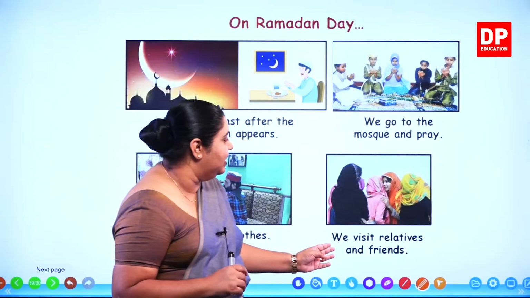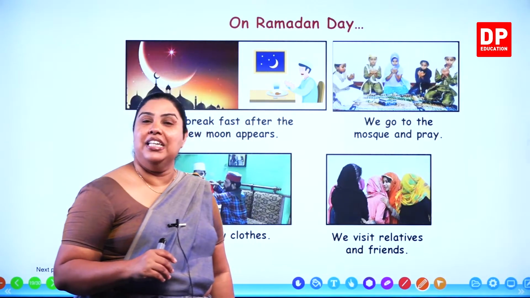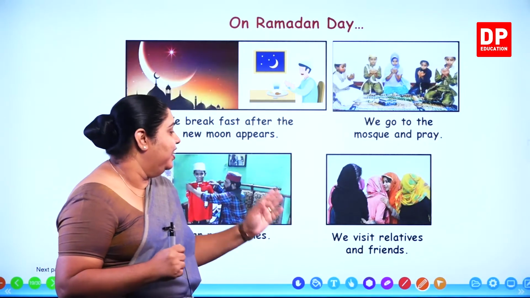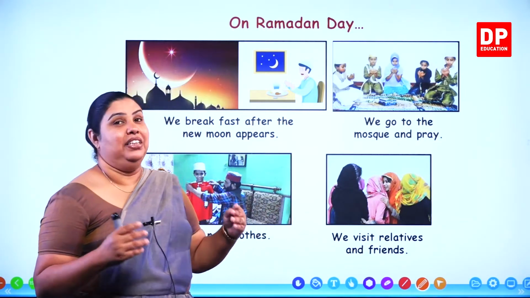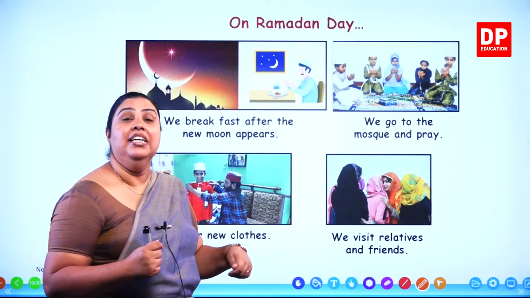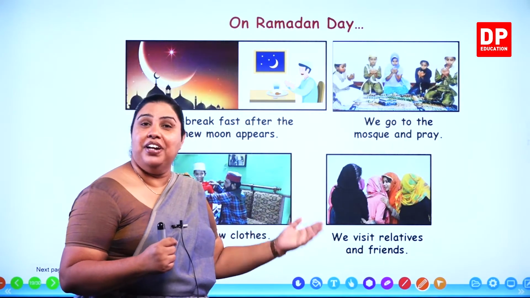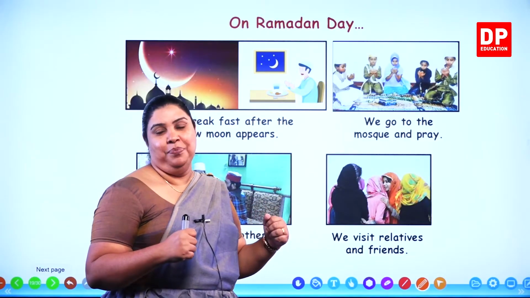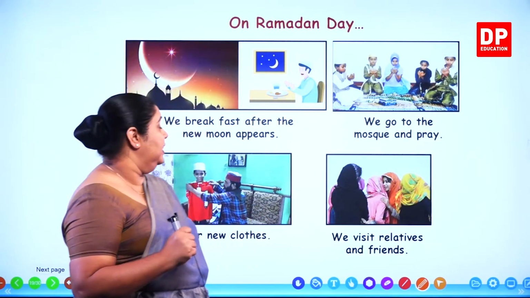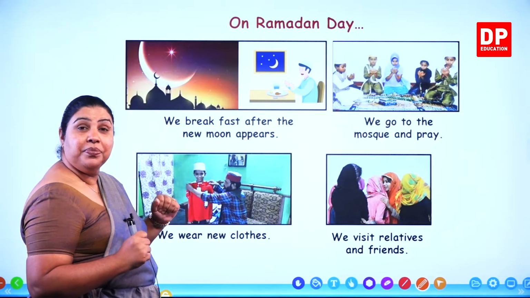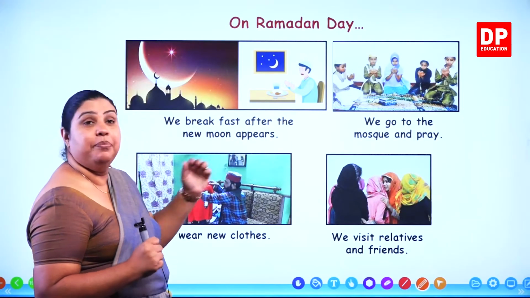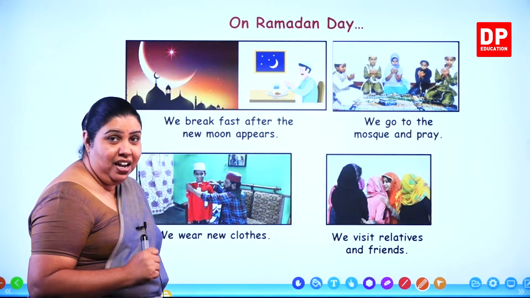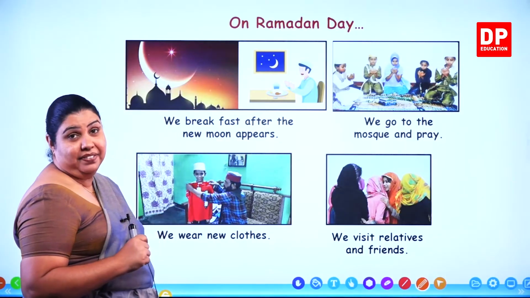Then they go and visit relatives and friends. Can you see? They go and wish each other. They hug each other. They wish and visit with the delicious food that they make. They go to these relatives and friends and they wish each other. They go and see them on the festival day and they enjoy. This is, they break fast when they see the new moon, then they pray, then they wear new clothes and go and visit their family and relatives and friends.